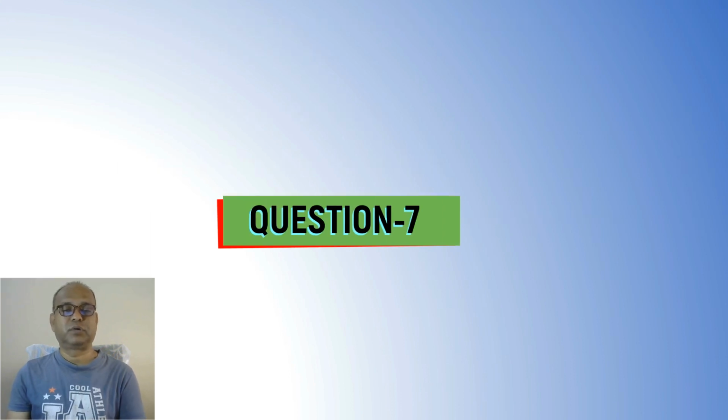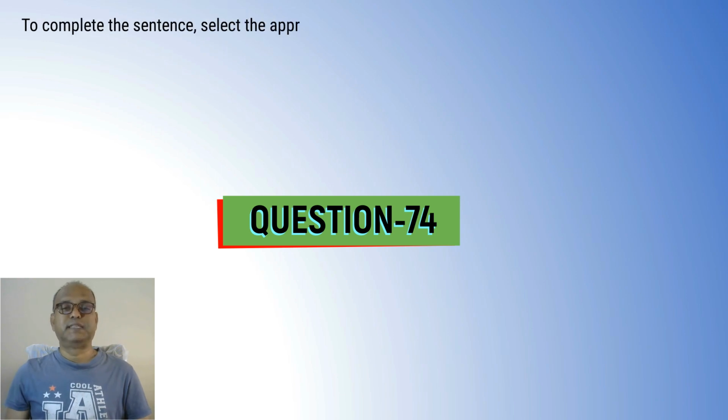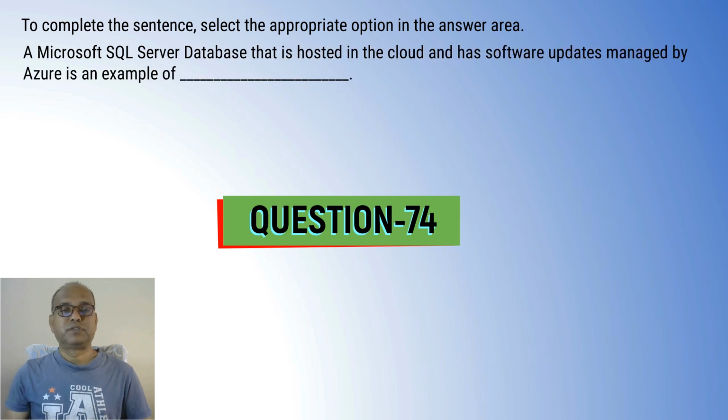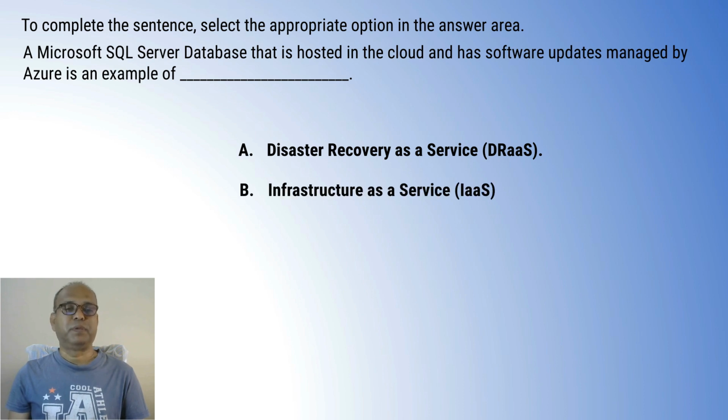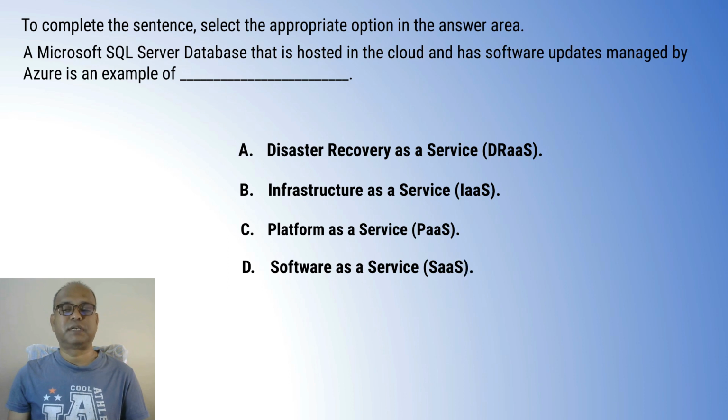Next question. Question number 74. To complete the sentence, select the appropriate option in the answer area. A Microsoft SQL Server database that is hosted in the cloud and has software updates managed by Azure is an example of dash. Option A, Disaster Recovery as a Service (DRaaS). Option B, Infrastructure as a Service (IaaS). Option C, Platform as a Service (PaaS). Option D, Software as a Service (SaaS). Answer. The correct answer is Platform as a Service (PaaS).